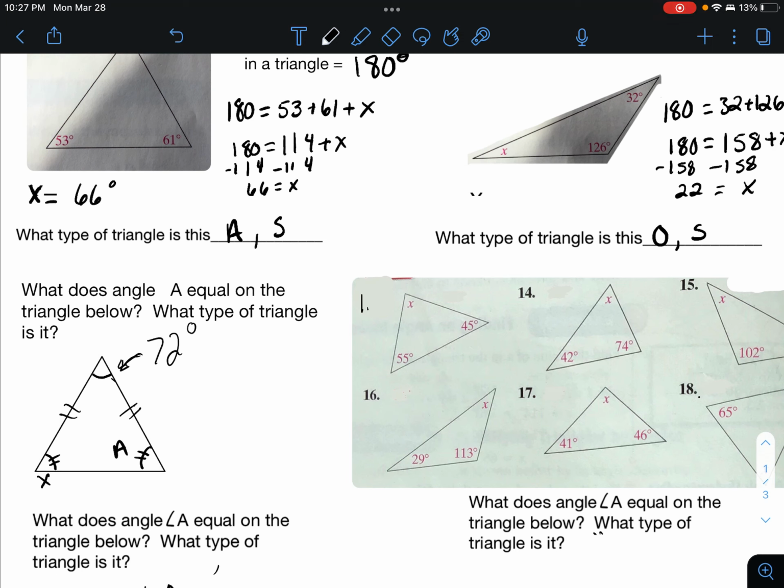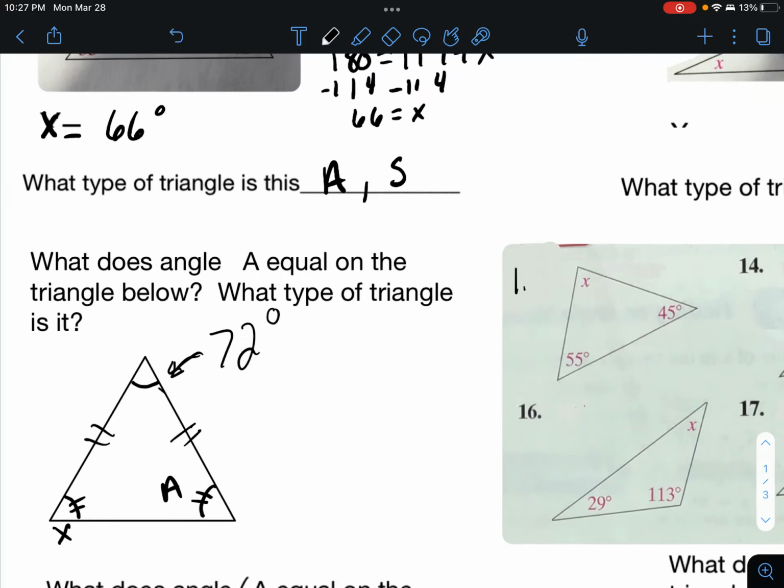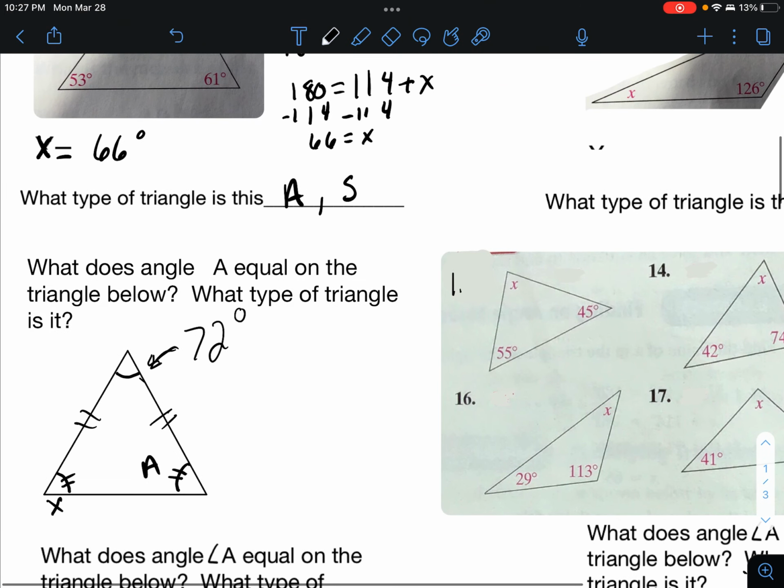Okay, what does angle A equal on the triangle below? So what type of triangle is it? So we're once again finding the missing angle and labeling the type of triangle. Okay, so now we have these lines. It's isosceles because it has two equal sides, two equal angles. So that means there are two A's. So we're going to set up our equation. 180 is equal to 2A plus 72.